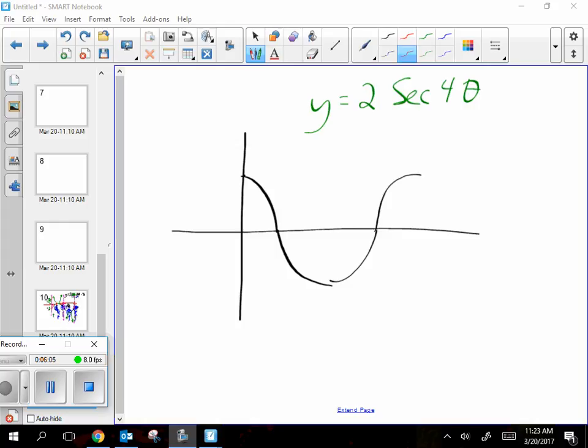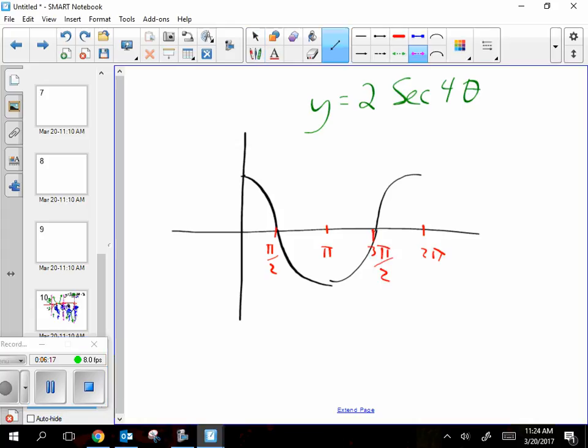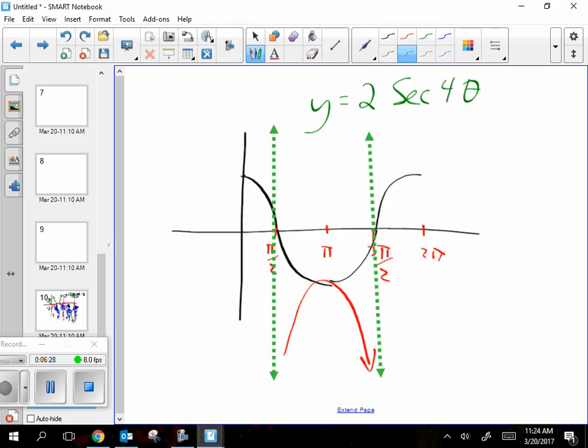Okay, then this is 2 pi. And this is pi, and this is pi over 2, and this is 3 pi over 2. And now I know to put the asymptotes right here and here. All right, then it rides on the back of the sister function, so it goes like this, and like that, and like that. That looks a little weird, but it's right.